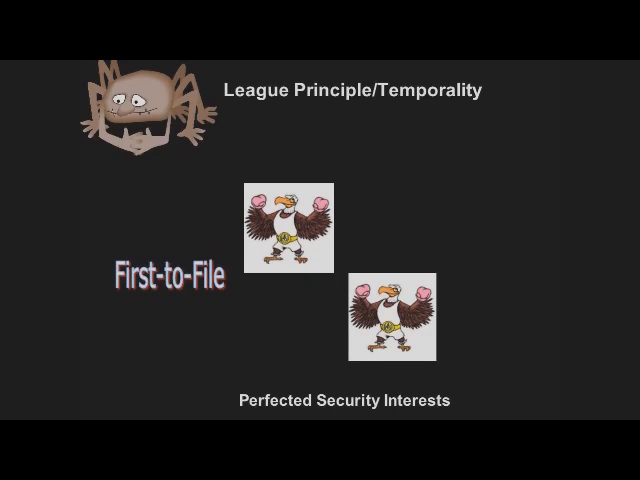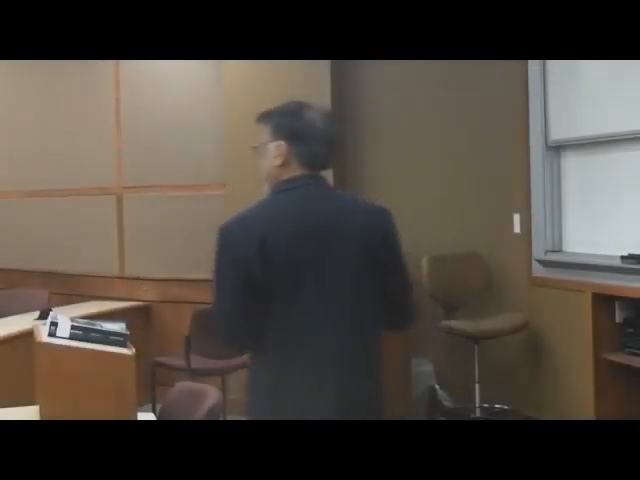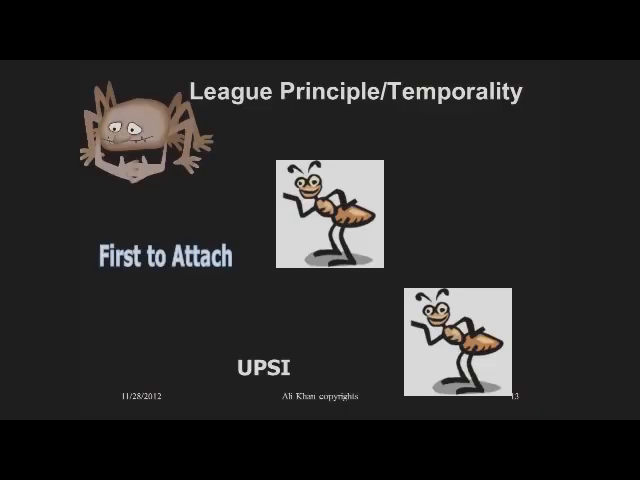If they're all perfected and they're competing with each other, then the temporality rule is going to sort them out. If they're all unperfected and competing with each other, again temporality is going to solve the problem. And there you will say, well, which attached first? If they're all perfected, then which security interest was perfected first? If they're all unperfected, which security interest attached first? So temporality is the ranking principle if the competing security interests belong to the same league.